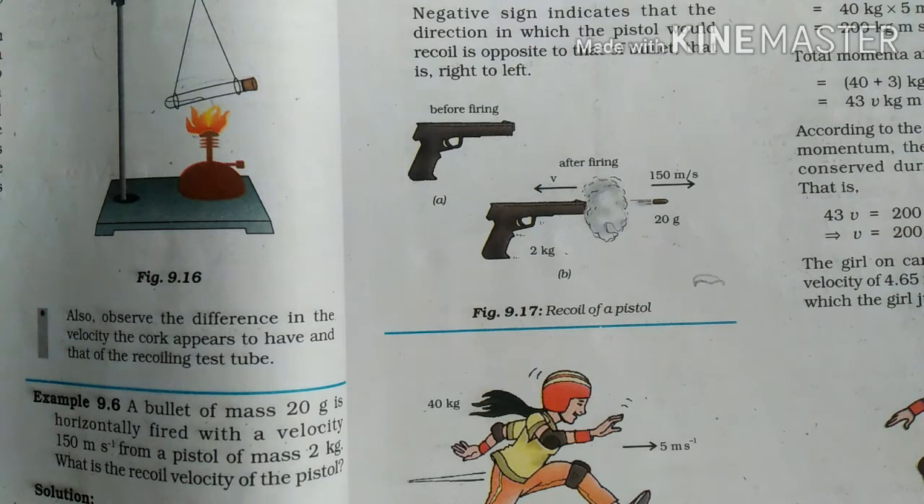We have started the 9th chapter in science of class 9 NCERT, that is Force and Laws of Motion. In that we have completed some part of this chapter in our previous videos. Now we will move towards the next part in this chapter.